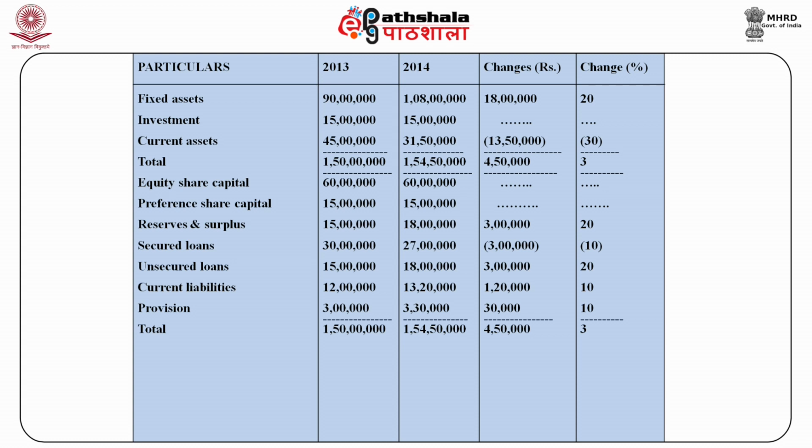Then we have provisions. They have also gone up from 3 lakh in 2013 to 3 lakh 30,000 in the year 2014, showing an increase of 30,000 with a percentage of 10% of the total. That means the liabilities total 1 crore 50 lakh for 2013, and for 2014 they are 1 crore 54 lakh 50,000, showing an increase of 4 lakh 50,000, that is by 3% of the total.